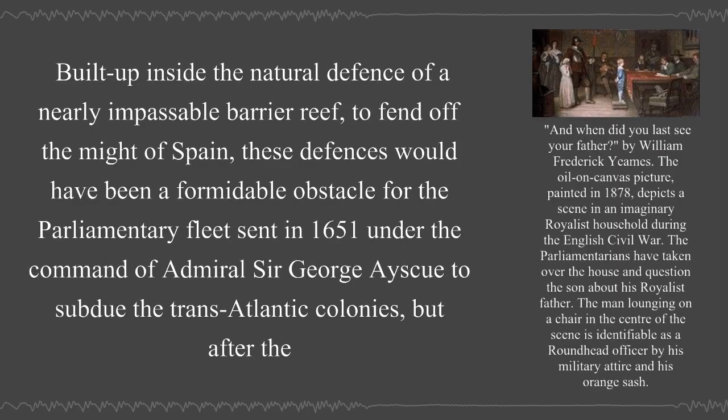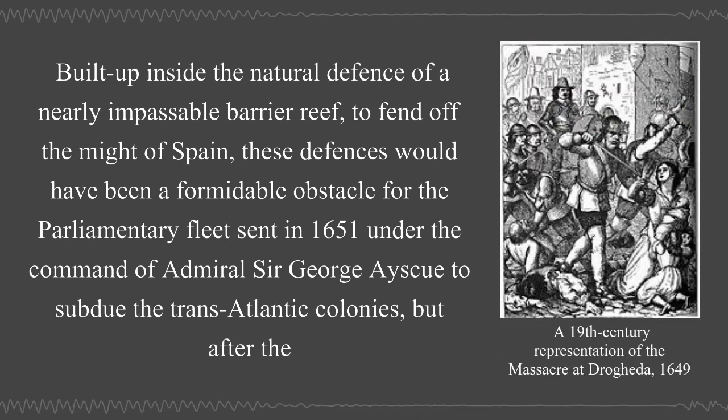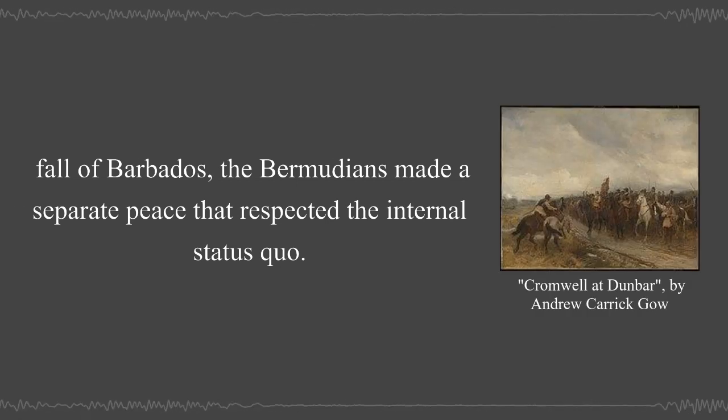Built up inside the natural defense of a nearly impassable barrier reef to fend off the might of Spain, these defenses would have been a formidable obstacle for the parliamentary fleet sent in 1651, under the command of Admiral Sir George Ayscue, to subdue the transatlantic colonies. But after the fall of Barbados, the Bermudians made a separate peace that respected the internal status quo.